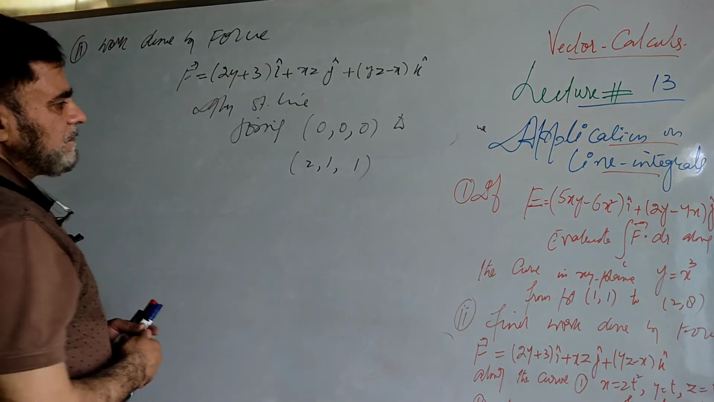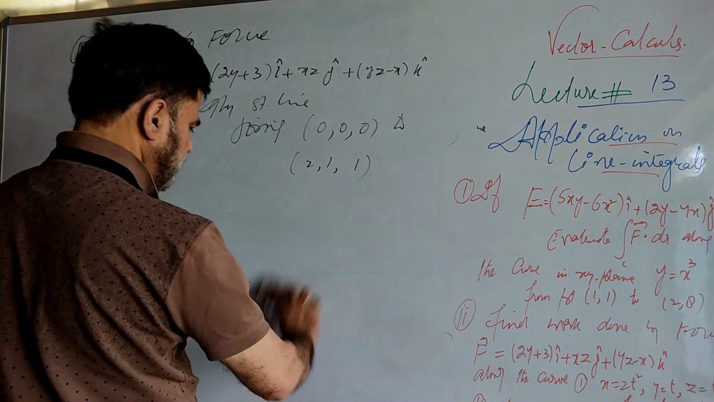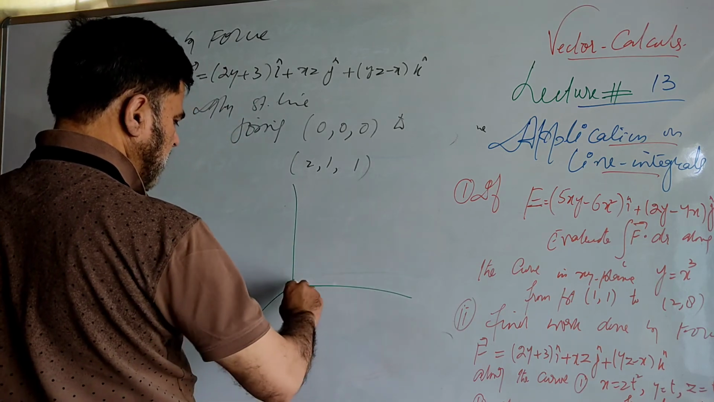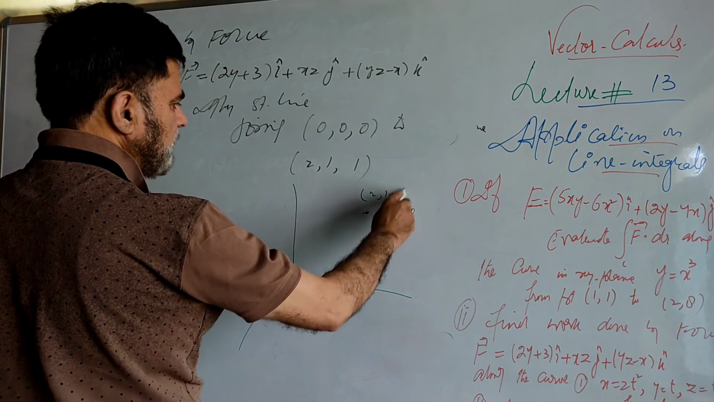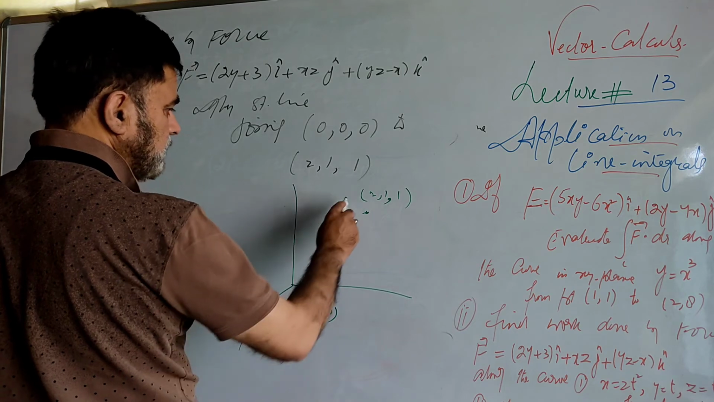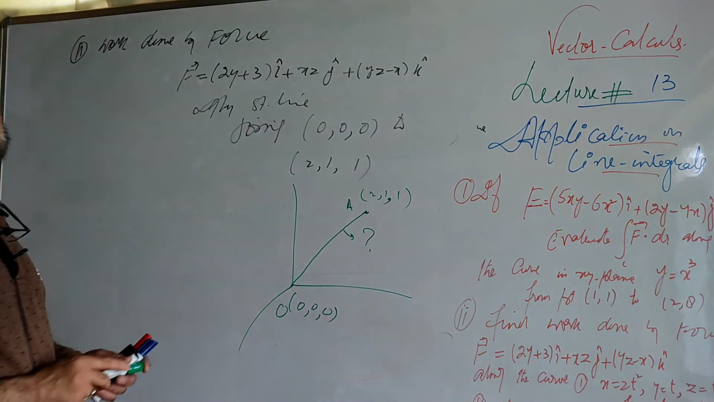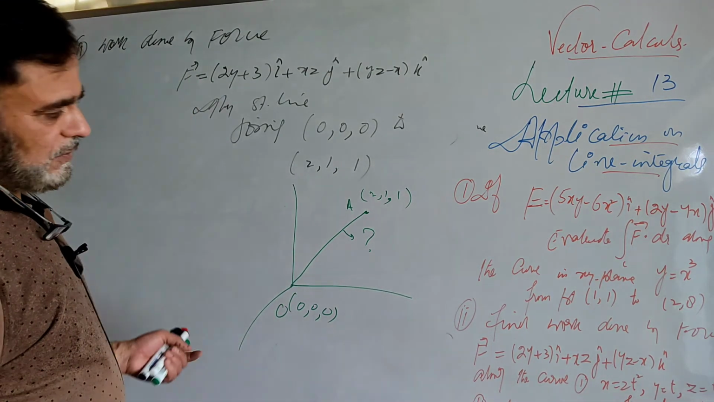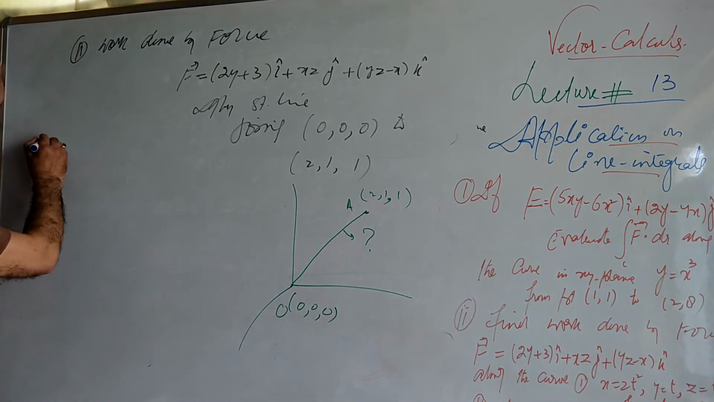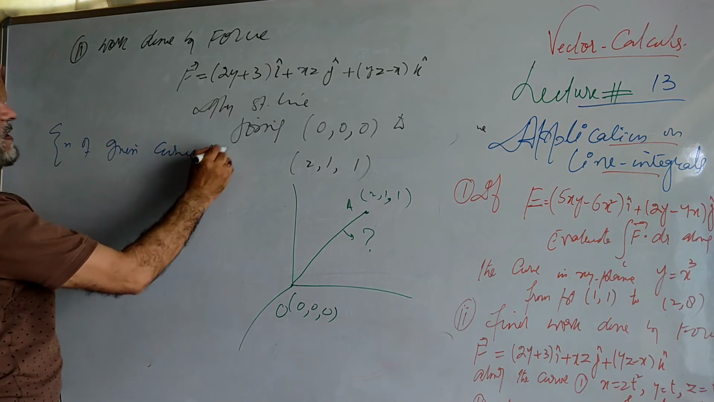So this is a straight line, not in a plane geometry, it is a straight line in space like this. Assume that this is your straight line to 2 1 1. We have to find out the line integral along this line. No doubt you might have done this question previously. We write down the equation of the given curve.